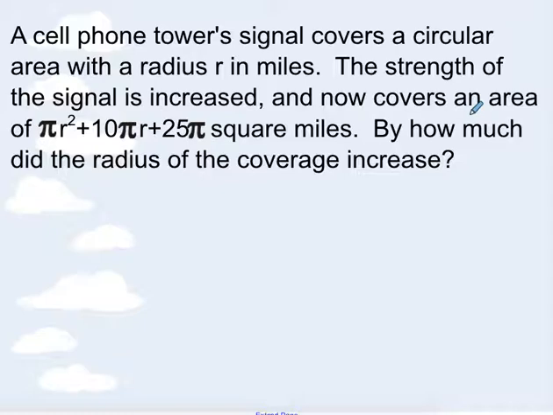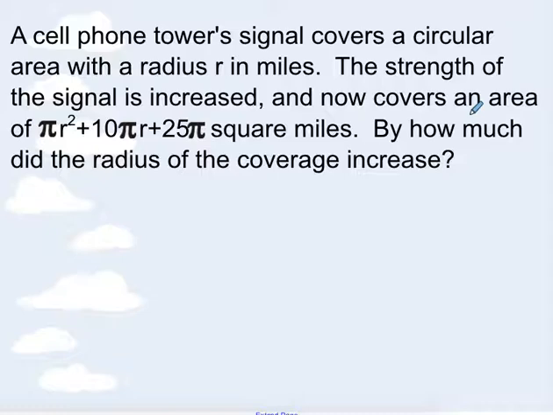So here's a good word problem for this. A cell phone tower's signal covers a circular area with a radius r in miles. The strength of the signal is increased and now covers an area of pi r squared plus 10 pi r plus 25 pi square miles.